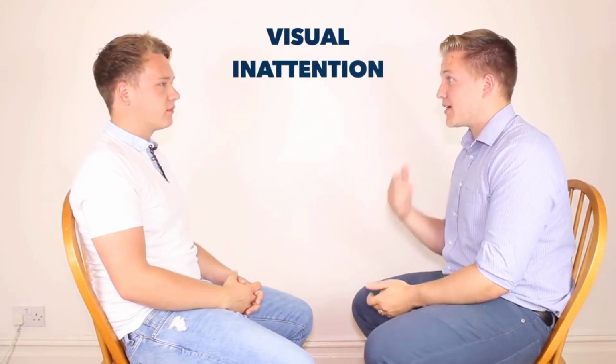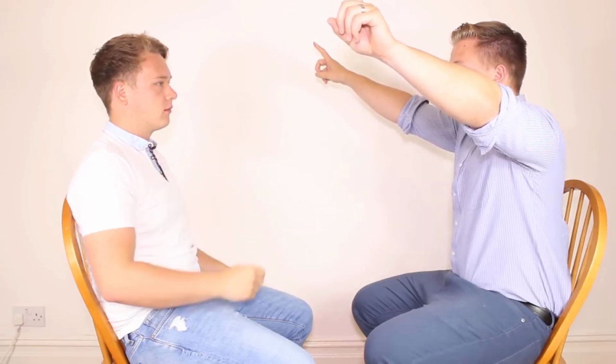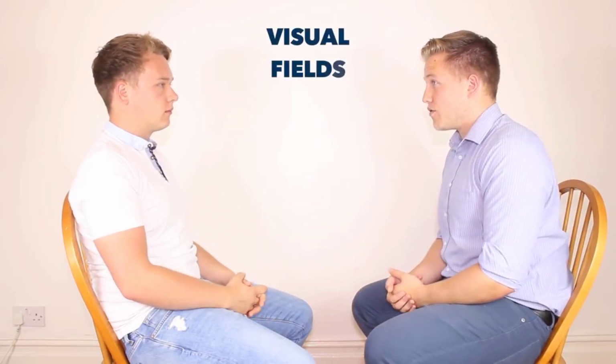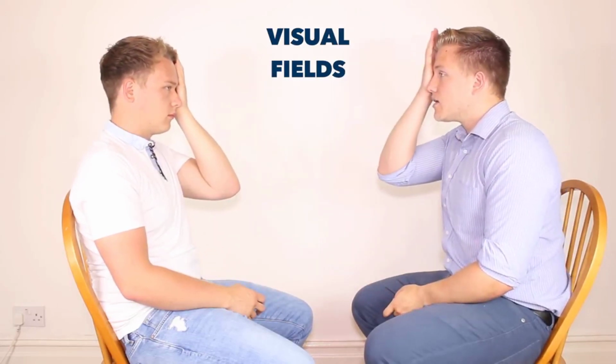Robert, I'd now like to do some specific tests of your vision. If you could just keep looking into my eyes, I'd like you to point at the finger you see moving. Brilliant. I'd now like to test your visual fields. If you could just cover one eye with the palm of that hand for me, I'm going to cover the opposite eye. Let me know when you see my finger moving. Keep looking into my open eye.